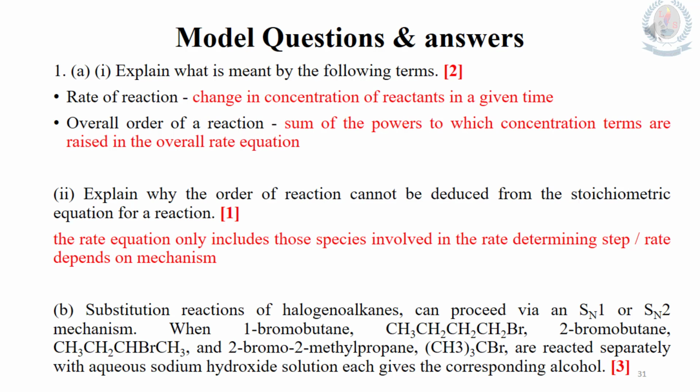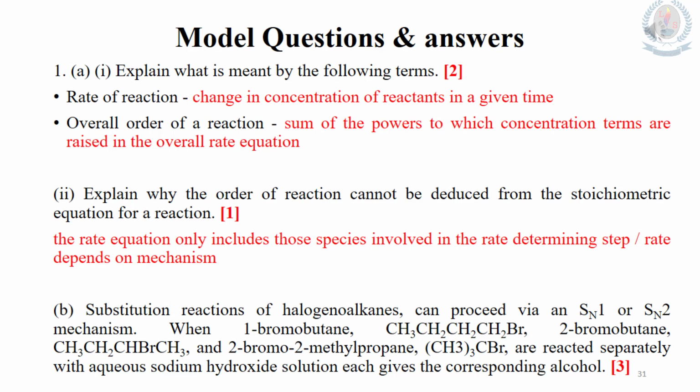Question number 2. Explain why the order of reaction cannot be deduced from the stoichiometric equation for a reaction. The rate equation only includes those species involved in the rate determining step, or we can say the slowest step.